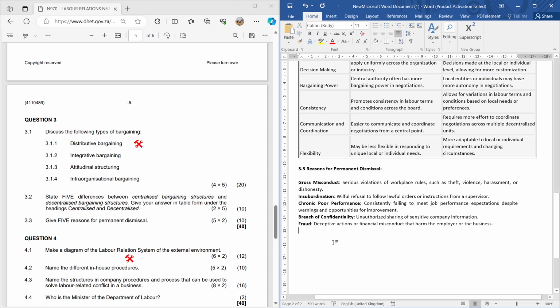And then we have the last reason for the day, which is fraud, right? Deceptive actions or financial misconduct that harm the employer or the business, right? If you basically lie to the organization so that it gives you more money, it's a valid reason for one to be dismissed.